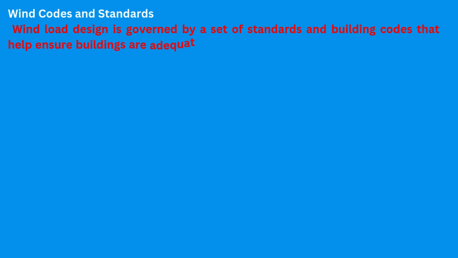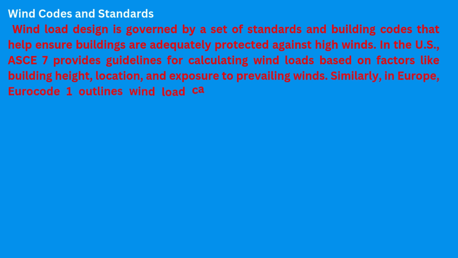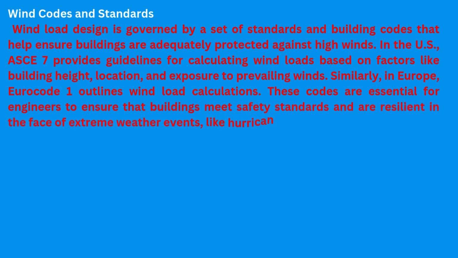Wind codes and standards. Wind load design is governed by a set of standards and building codes that help ensure buildings are adequately protected against high winds. In the U.S., ASCE 7 provides guidelines for calculating wind loads based on factors like building height, location, and exposure to prevailing winds. Similarly, in Europe, Eurocode 1 outlines wind load calculations. These codes are essential for engineers to ensure that buildings meet safety standards and are resilient in the face of extreme weather events like hurricanes or tornadoes.